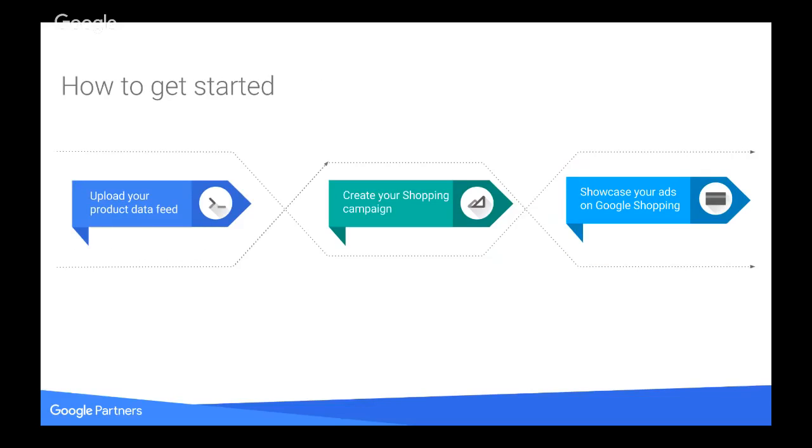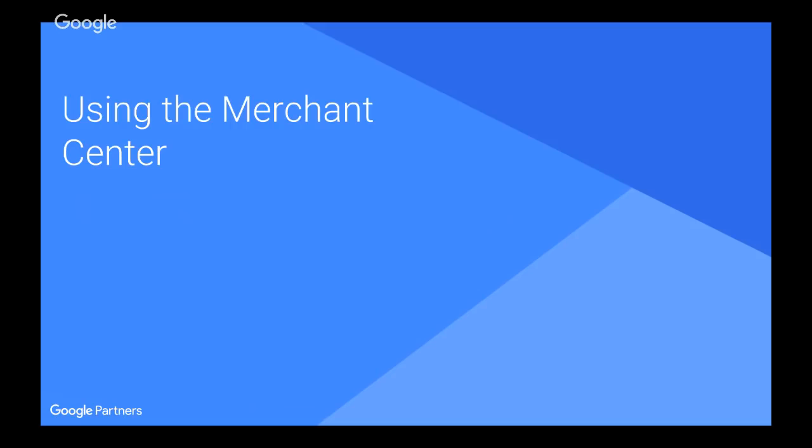How do we get started then? All right, so we've broken it down into 3 simple steps for you. First is to upload your product data feed into the Google Merchant Center. Second is to go into AdWords and create your shopping campaign, which will allow you to bid on your products and participate in AdWords auctions. And lastly is to showcase your ads on Google Shopping and make sure you continuously optimize them to give you the best performance that you're looking for. So let's break each of these steps down.